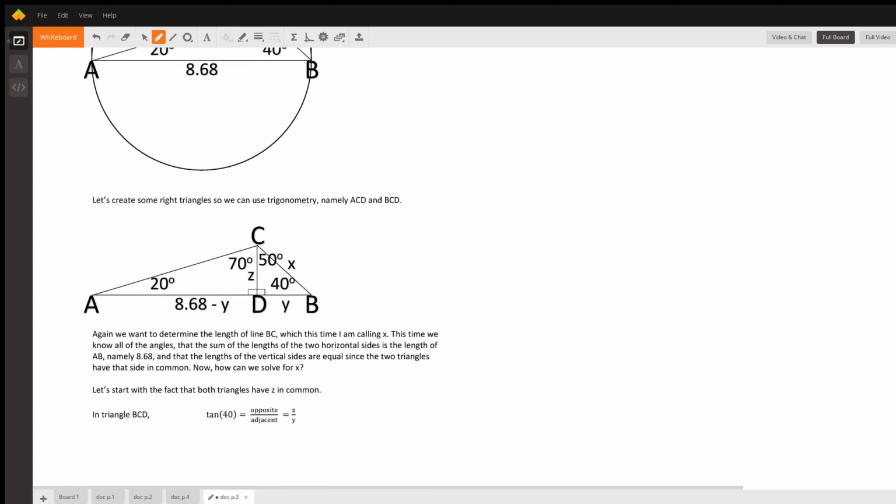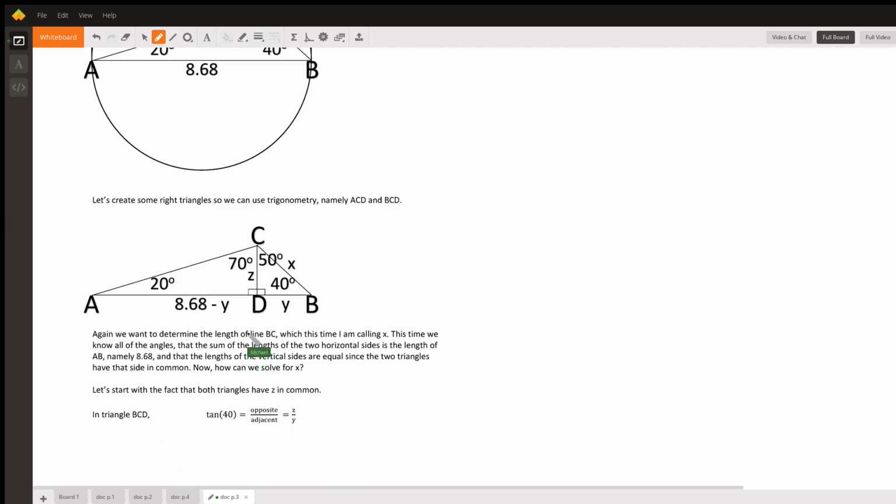So let's create some right angles so we can use trigonometry. We drop a vertical line here, and so we have this right triangle and this right triangle. And we know that these two add up to 8.68. So again, we want to determine the length of line BC, which I'm calling x. How can we do that? Let's start with the fact that both triangles have side z in common.